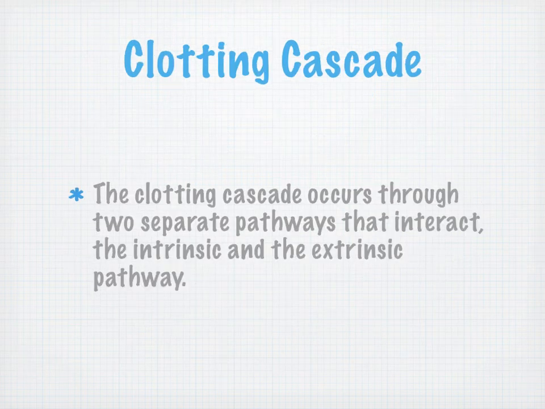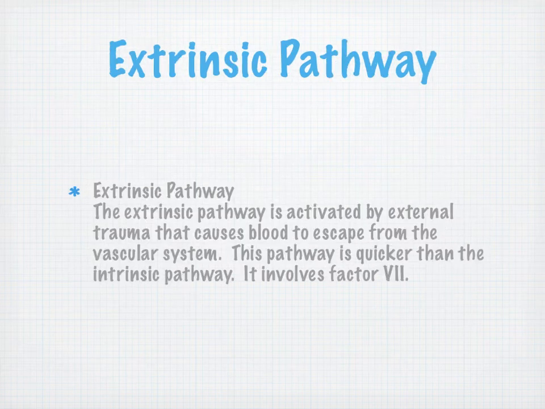So the clotting cascade has two pathways. The first one is extrinsic, and that one's activated by external trauma. So that's pretty easy to remember. Extrinsic, external trauma. And that causes blood to escape from the vascular system. And this pathway is quicker than the intrinsic pathway. And it involves factor 7.